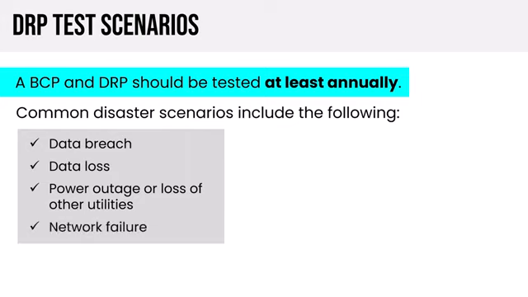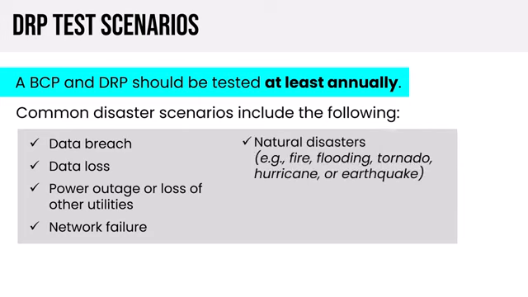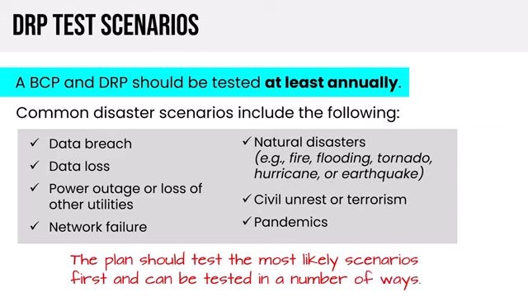So notice that not every impact is the most significant impact. We want to test a range of impacts. Natural disasters, civil unrest or terrorism, we're getting more serious now, and pandemics. And the plans should also test the most likely scenarios first, but can also be tested in a number of ways. So there are different types of tests we can carry out.